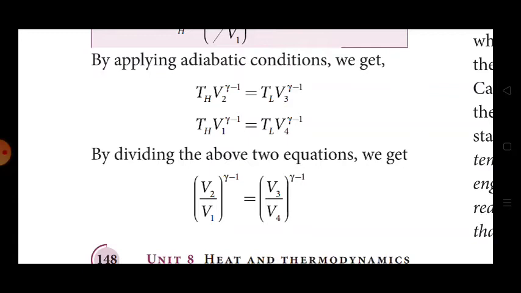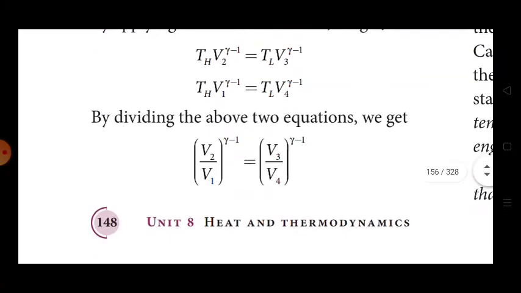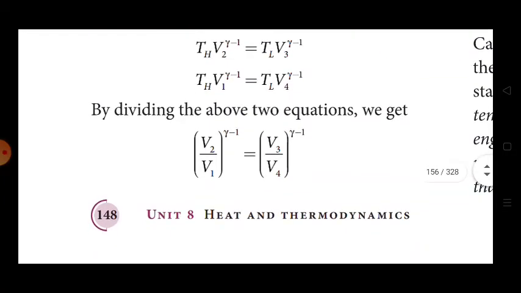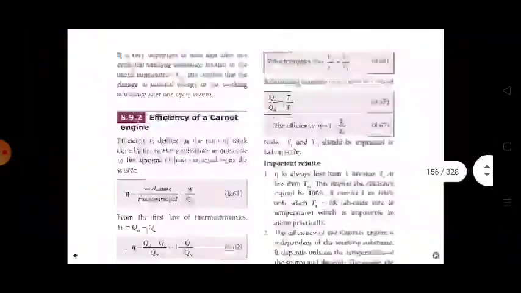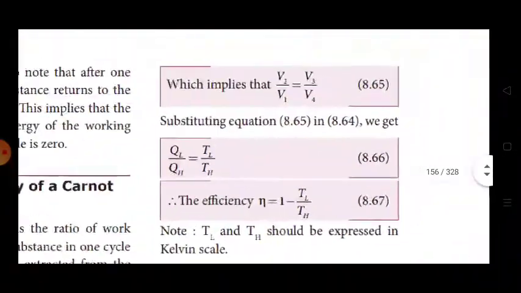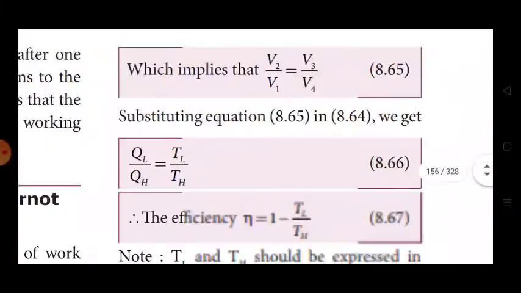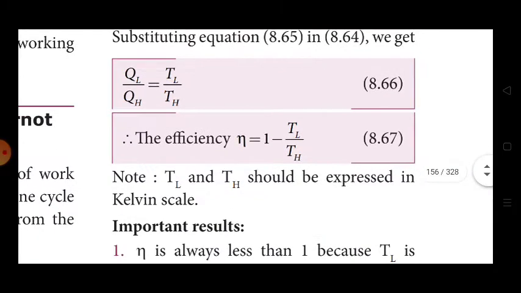TH V2 to the power gamma minus 1 is equal to TL V3 to the power gamma minus 1. Like that, by dividing the above two equations, we get V2 by V1 to the power gamma minus 1 is equal to V3 by V4 to the power gamma minus 1. Which implies that V2 by V1 is equal to V3 by V4. Substituting equation 8.65 in equation 8.64, we get QL by QH is equal to TL by TH. The efficiency eta is equal to 1 minus TL by TH.